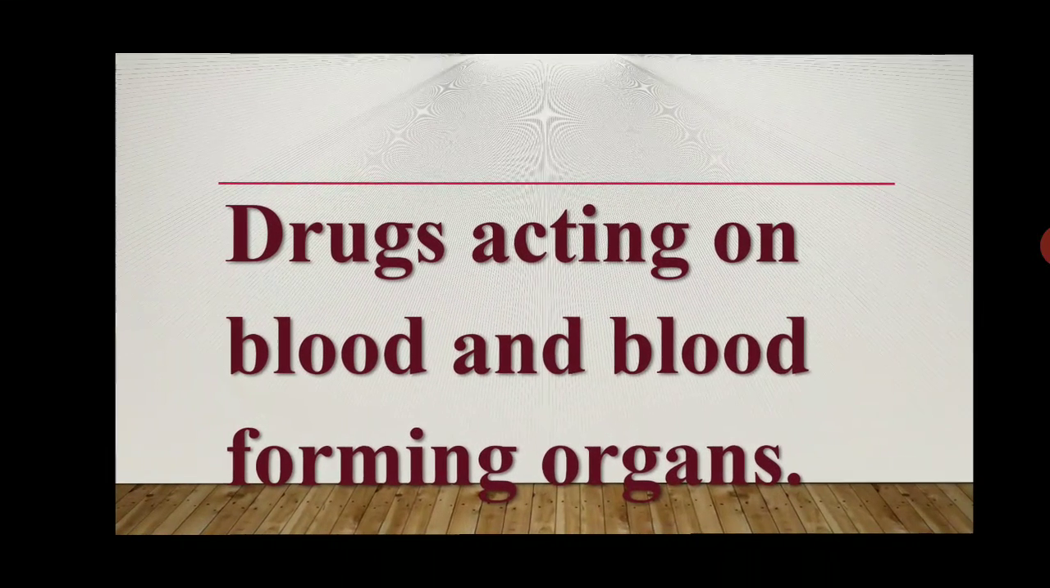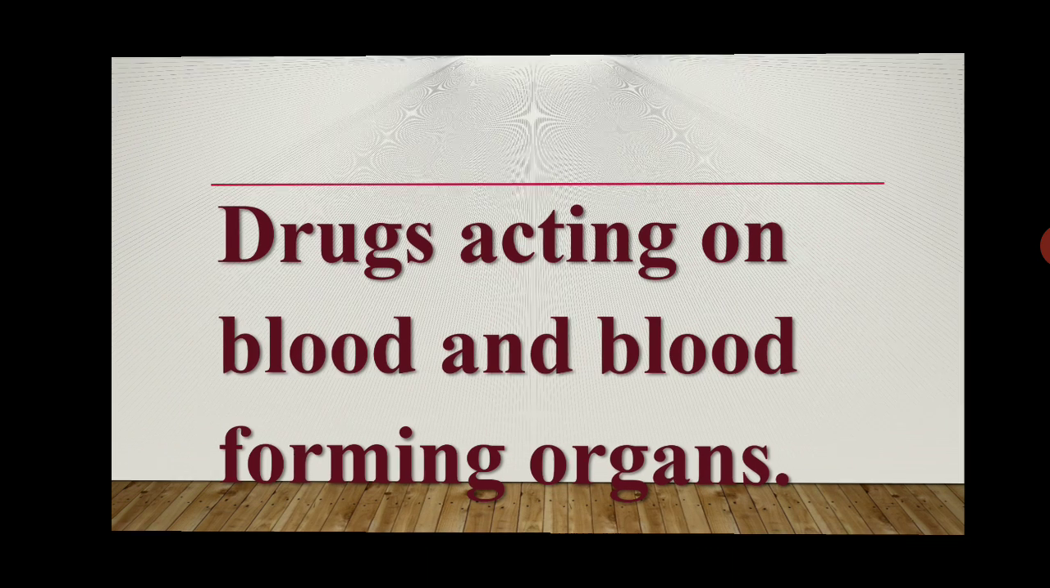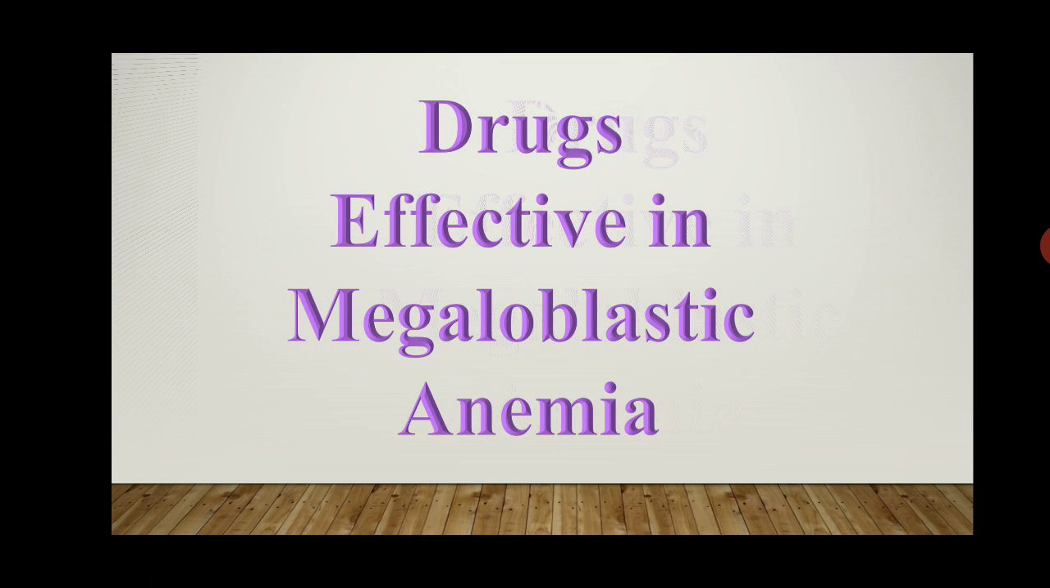In the previous lecture, we showed the unit on drugs acting on blood and blood forming organs. That unit consists of 5 chapters: drugs affecting coagulation of blood, fibrinolytic agents, antiplatelet drugs, then drugs effective in iron deficiency anemia, and the second last chapter, drugs effective in megaloblastic anemia. This chapter is covered in today's lecture.